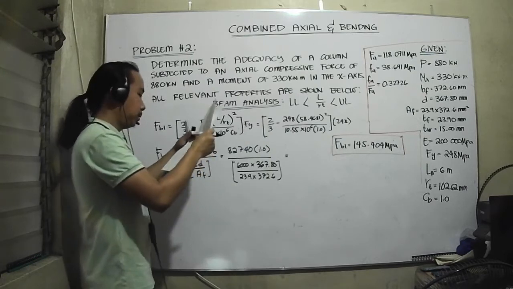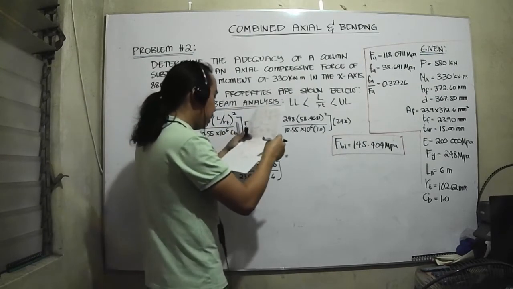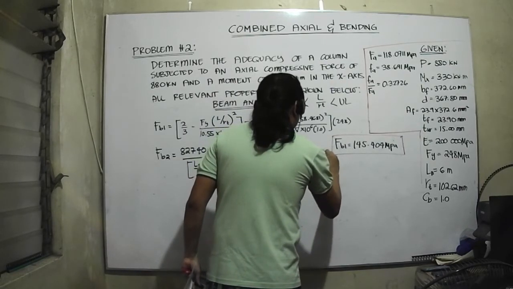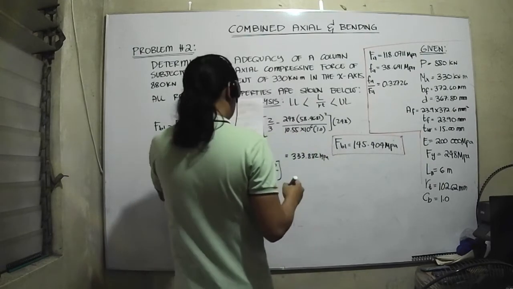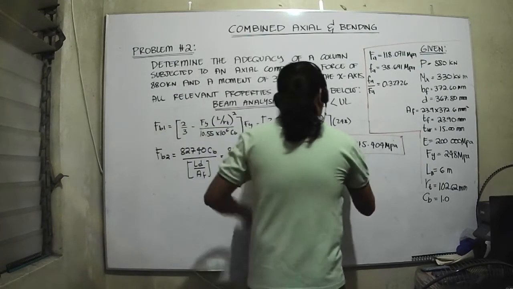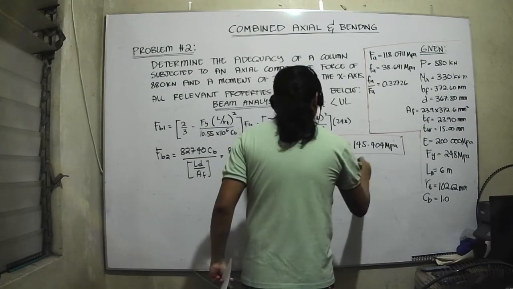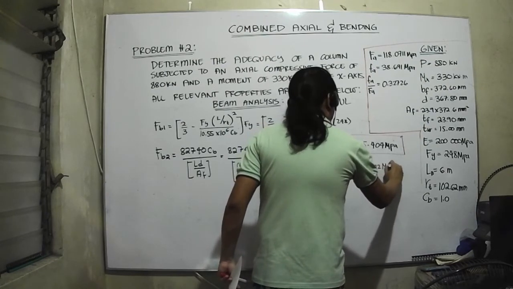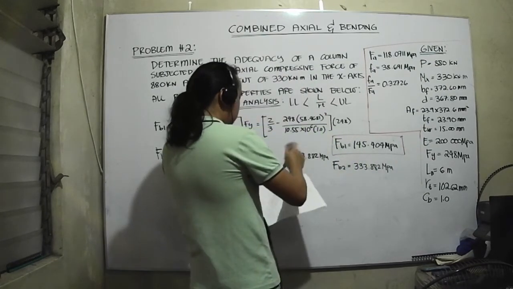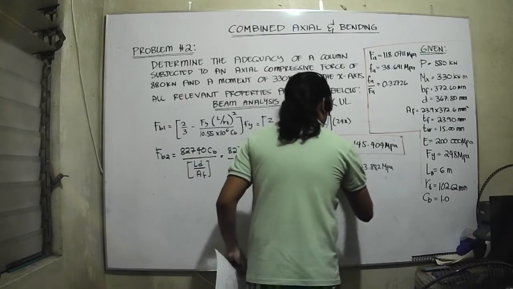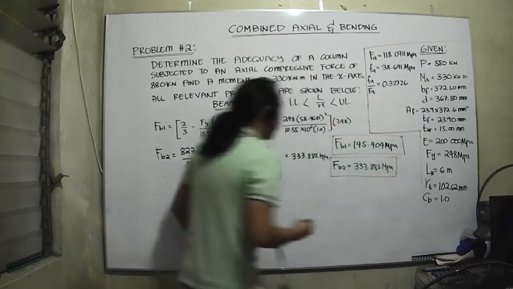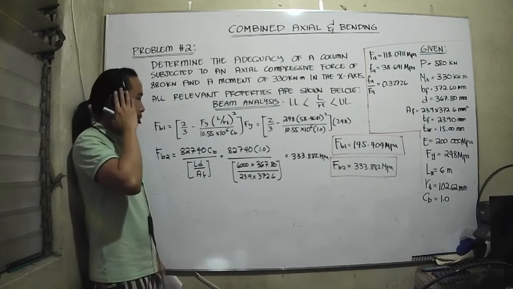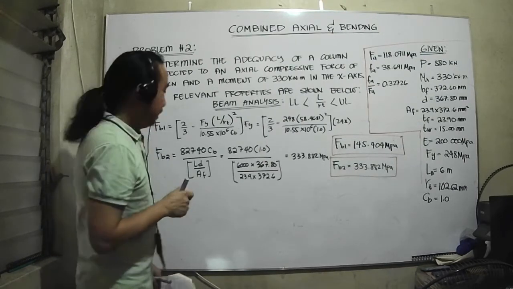That should equate to 333.882 megapascals, and that should equal FB2 is equal to 0.882 megapascals. Okay, so we have another computation for another contestant. I hope you can follow. Just try to rewatch the video if you want to go slow.